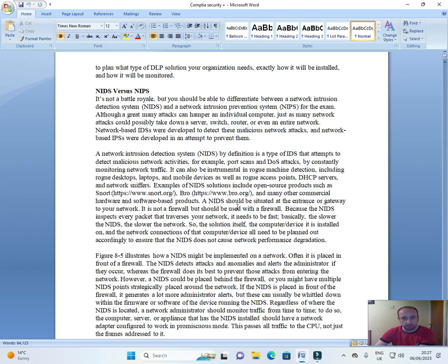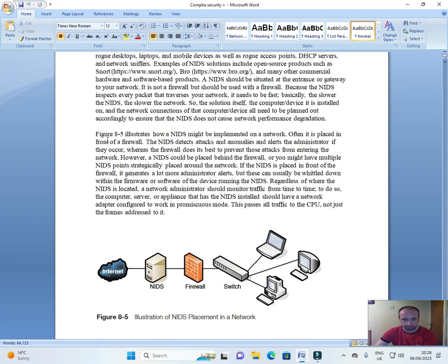A NIDS should be situated at the entrance or gateway of your network. It is not a firewall, but should be used with a firewall. Because the NIDS inspects every packet that traverses your network, it needs to be fast; basically, to slow the NIDS is to slow the network. So the solution itself, the computer device it is installed on, and the network connections of that computer device all need to be planned out accordingly to ensure that the NIDS does not cause network performance degradation.